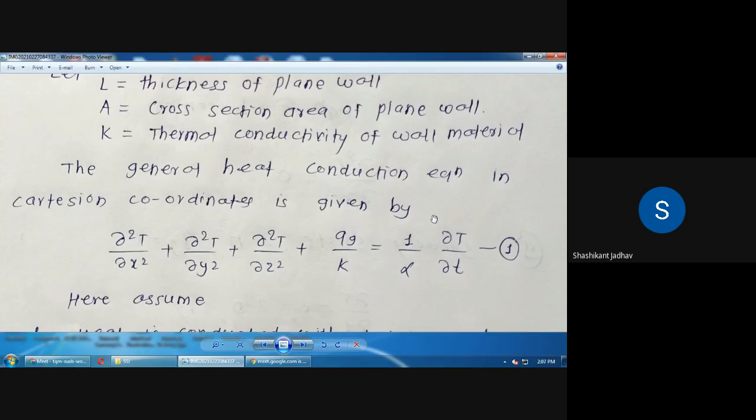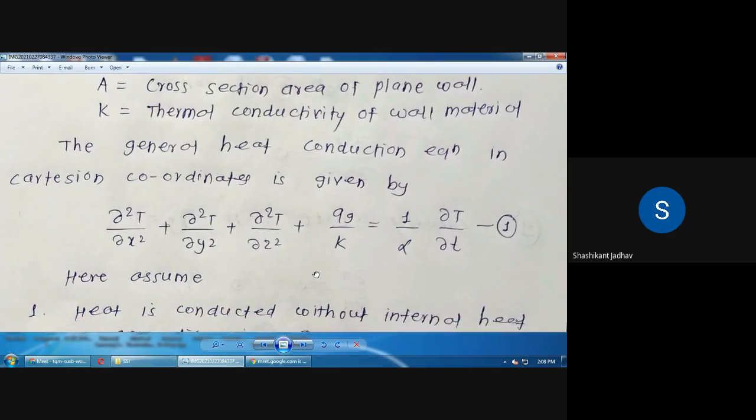But as per the conditions we have to remove terms from this equation. Suppose one dimensional heat flow is there, then the terms in y and z become 0. If internal heat generation is not there, then Qg by K is equal to 0. So we have to take some assumptions, because of which we can find the value of Q. Write down the different assumptions we are considering for deriving this Q.